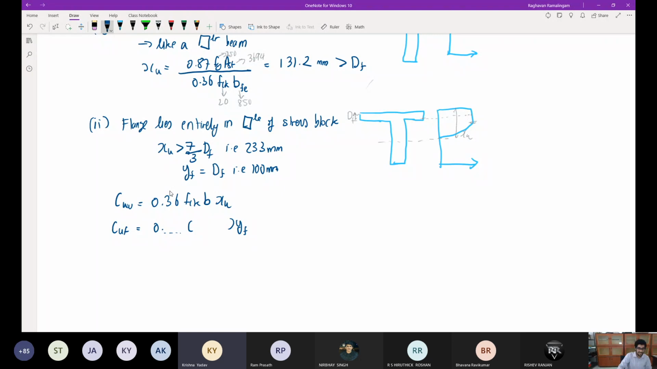What B is this? 0.446. You're telling for this one. 0.446. What is the subscript of B in this one? BW or BF? What will come here?